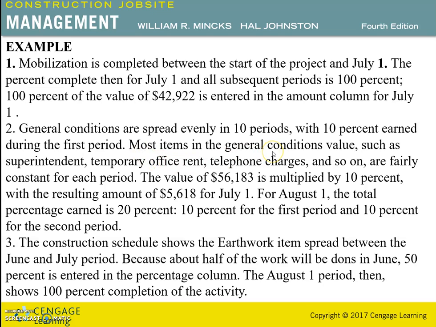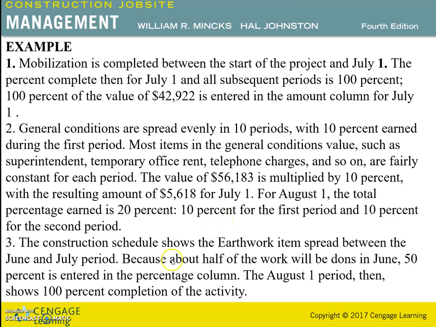Most items in the general conditions values such as superintendent, temporary office rent, telephone charges and so on are fairly constant for each period. So the value of $56,183 is multiplied by 10% with the resulting amount of $5,618 for July 1 and for August 1. The total percentage earned is 20%, 10% for the first period and 10% for the second period.